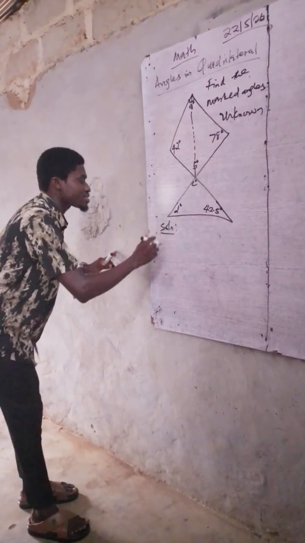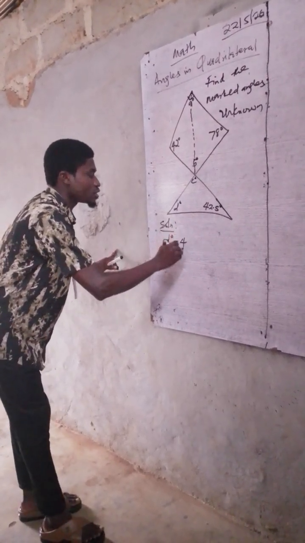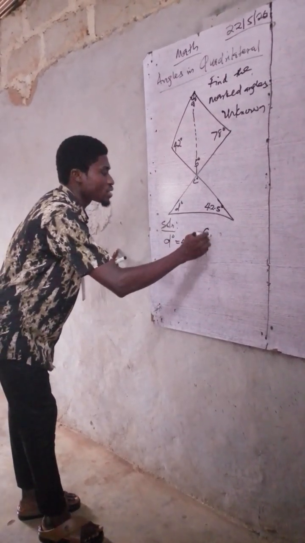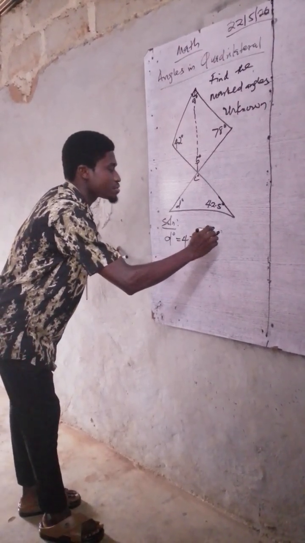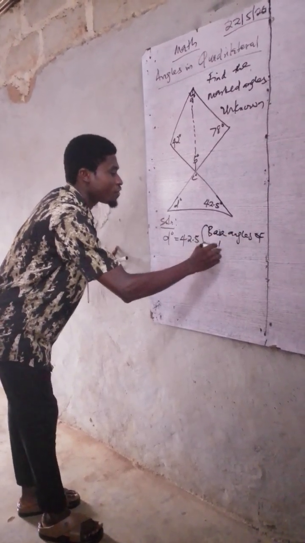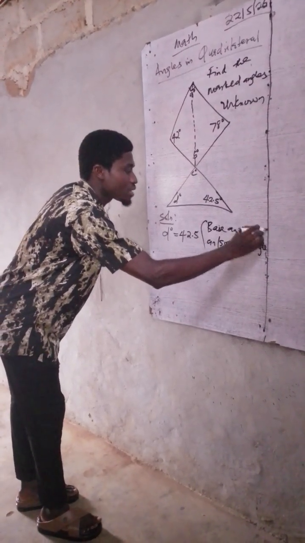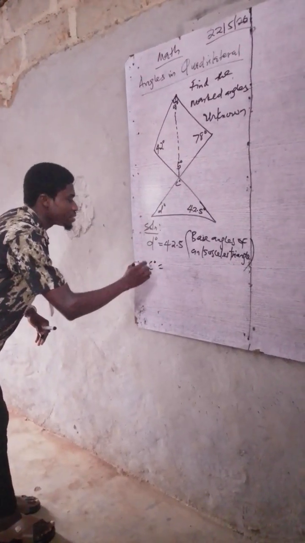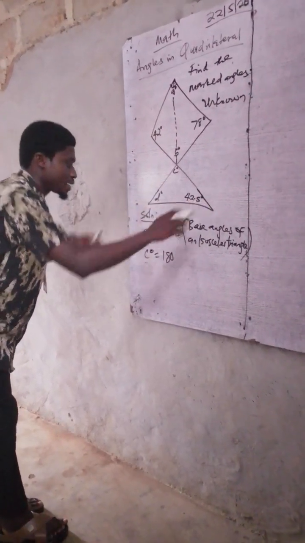First, quickly, let's search for D degrees. For D degrees, we have 42.5. This is what we can call base angles of an isosceles triangle. Base angles of an isosceles triangle. That is for this. Then for C degrees, we have 180 because it is on a straight line.